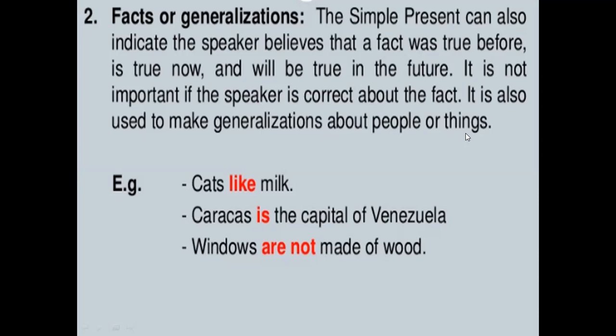Okay, so example, cats like milk. So most cats like milk. So this is a fact. Number two, Caracas is the capital of Venezuela. So this is a fact that Caracas is the capital city of Venezuela. And windows are not made of wood. So this is also something general that most windows nowadays are not made of wood. So once again, rule number two, we can use simple present tense if we talk about facts or generalizations.